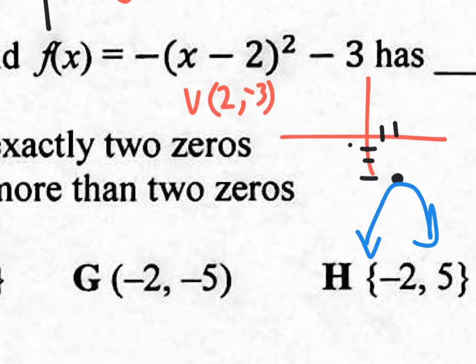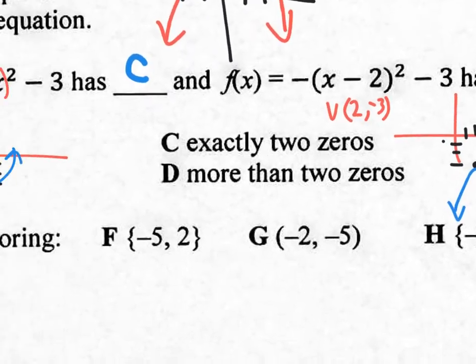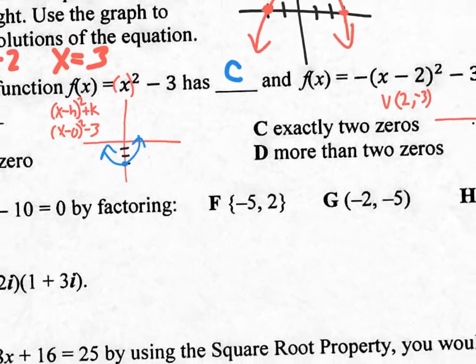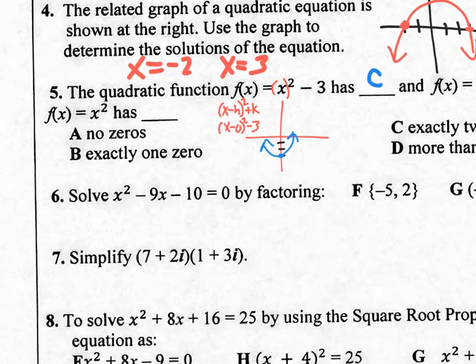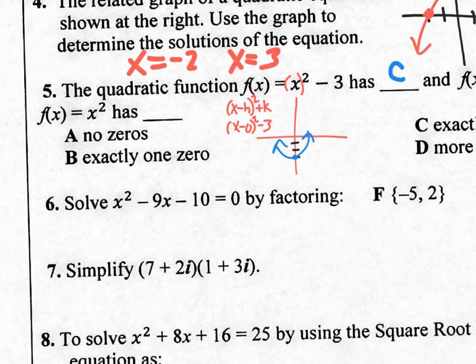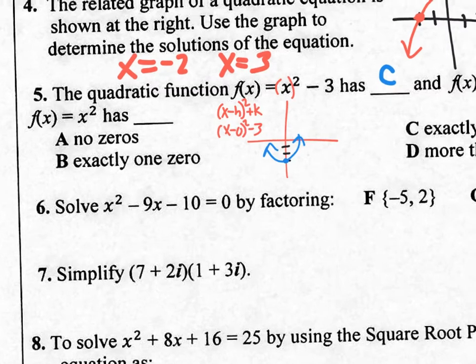That means that it's not going to have any real x-intercepts, which means that it doesn't have any real answers, which means that it doesn't have any real zeros. So when we look for this one, does it have exactly 2 zeros? No, it doesn't even cross it at all. More than 2 zeros? No. Exactly 1 zero? No, that's only if it would touch. It has no zeros. Okay, so that would be the answer to that next one.